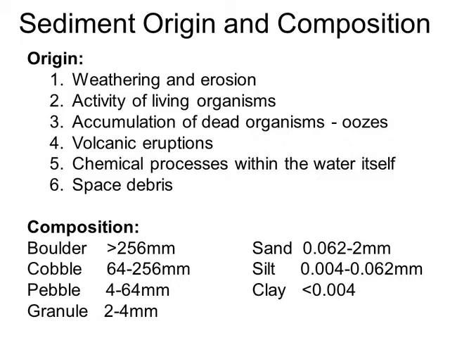On this next slide here, again, just to recap, the different types of sediment origin are from weathering and erosion from land, activity from living organisms, accumulation of dead organisms, and we'll talk about those oozes later on, volcanic eruptions, chemical processes within the water itself, so precipitation, and space debris. So we'll talk a little bit about the rest of them in a sec. And again, you can see the different size classifications for the grain size.